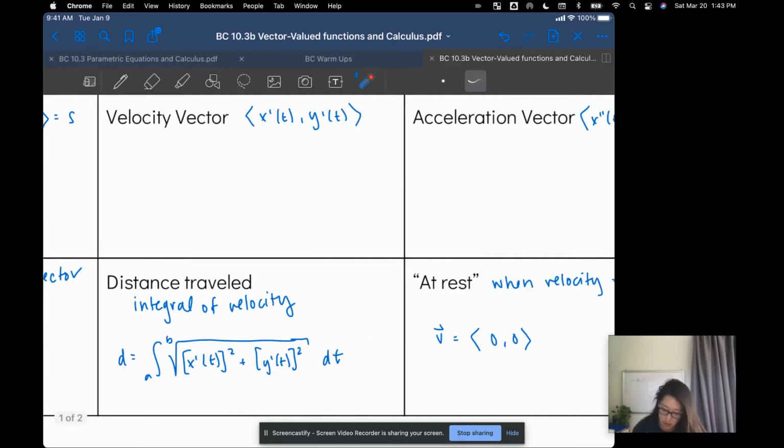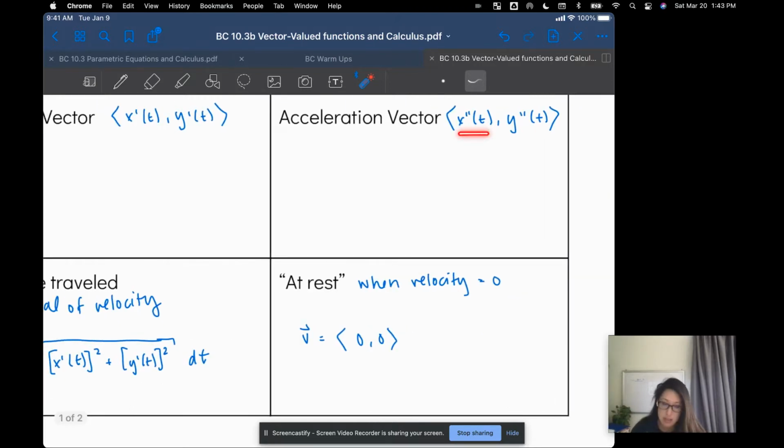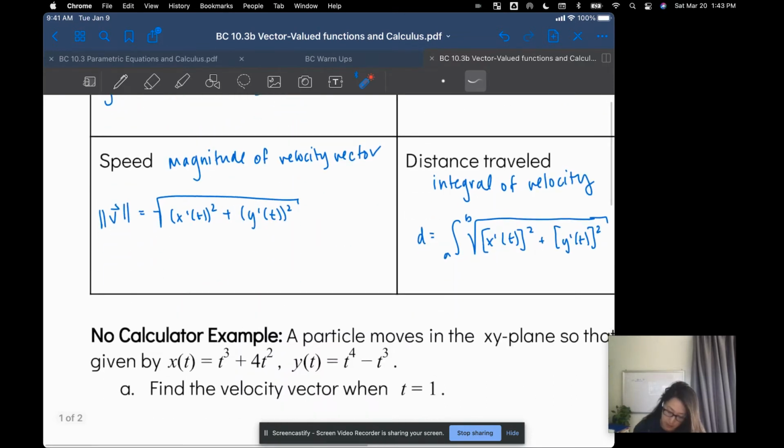The velocity vector would just be x prime of t, comma, y prime of t. And the acceleration vector would be the acceleration of x, which is x double prime, and the acceleration of y, which is y double prime, with respect to t. Speed of a vector is just the magnitude of the velocity vector. Remember, magnitude is like the length of the vector. So we take our velocity vector, made up of x prime and y prime, square those values, add them together and take the square root to give us the magnitude.